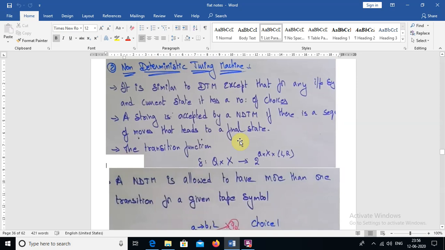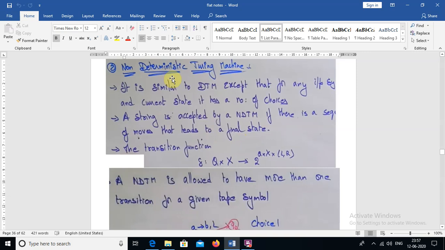From the finite automata, just tell me what is the difference between deterministic and non-deterministic. Can anyone guess or remember? Okay, it was a long time ago now. We discussed finite automata in the classroom, right? So okay, I will tell you.